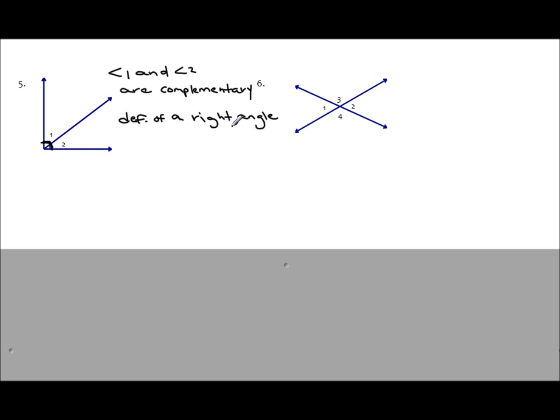I can go one step further because I've said that they are complementary, and you'll see this in angle proofs. I can say that angle 1 plus angle 2 equal 90 degrees. The reason that the measure of angle 1 and the measure of angle 2 equals 90 degrees is because now I'm taking the word complementary and I'm defining it. The definition of complementary says that two angles add up to be 90 degrees. That's the definition of complementary.